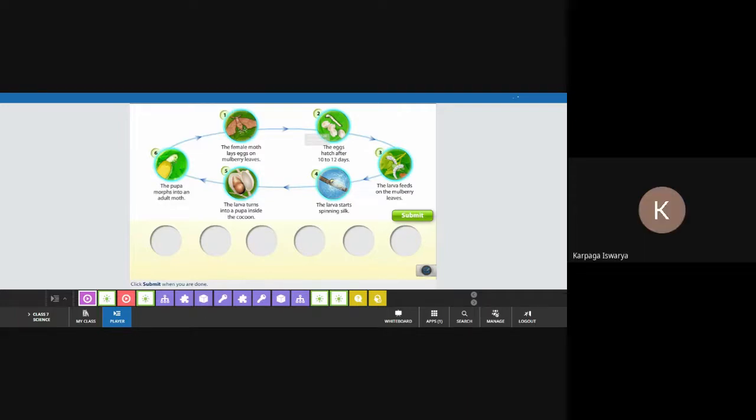Yes, very good. Now, here I have a question for you. Did you see the six stages here, isn't it? Out of these six processes, which process do you think is commercially beneficial to man? Like during which process do we extract the silk fibers for weaving into fabrics? Any idea?